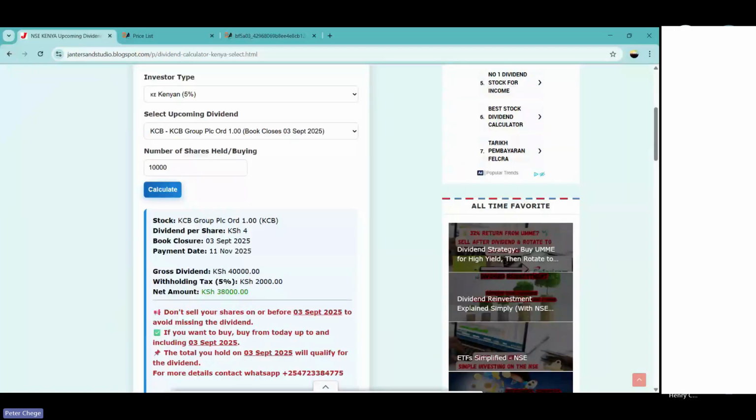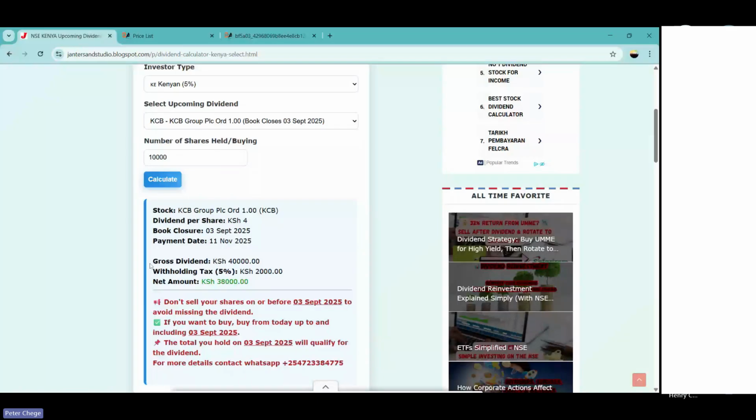The stock is KCB, the way it is listed at NSE with the code. So this code KCB is what you use when you go to the app or portal to buy shares. Then it tells you the dividend per share, in Kenya shillings. We have put the number of shares to be 10,000. So if you multiply 10,000 times 4, you're supposed to get a dividend of 40,000. Book closure date is that September. Payment date, again, 11th November.